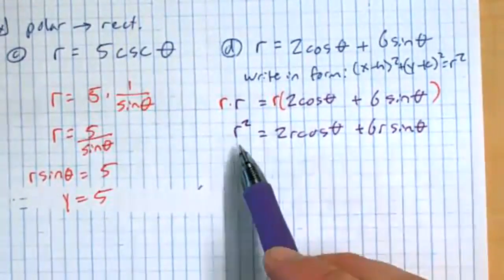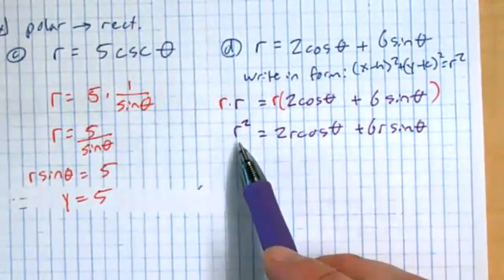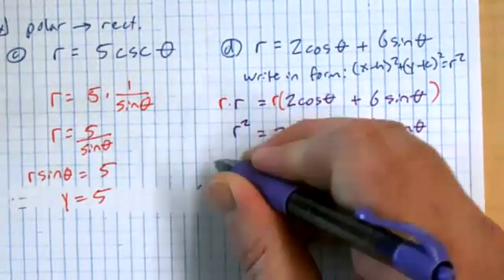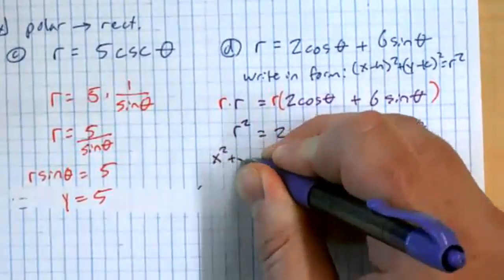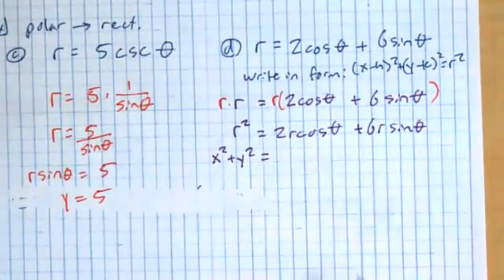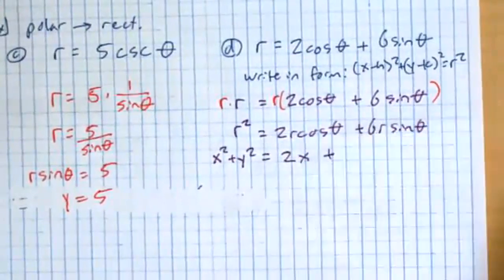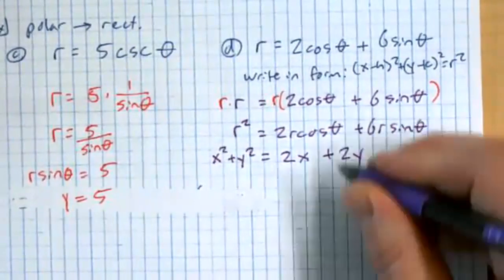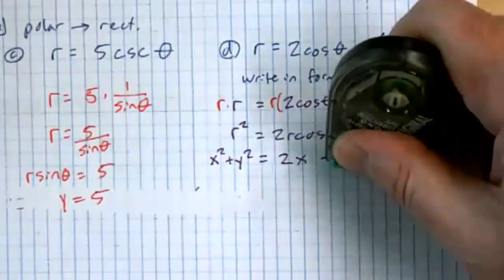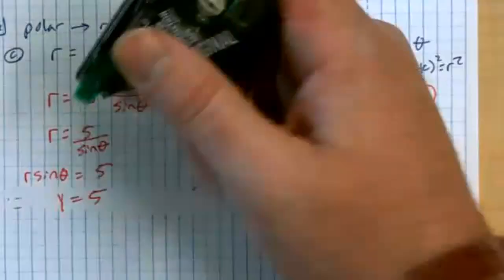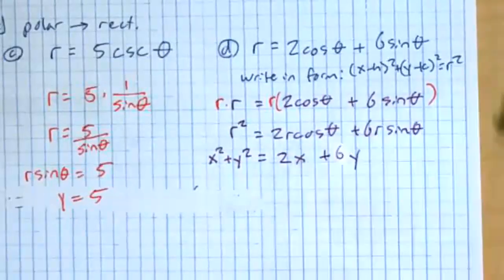Because r squared we can replace. We've got on our conversion equations, r squared is x squared plus y squared. r cosine theta is just x, and r sine theta is just y. Hey, I don't know why I wrote 2. That should be a 6. How are we feeling so far?